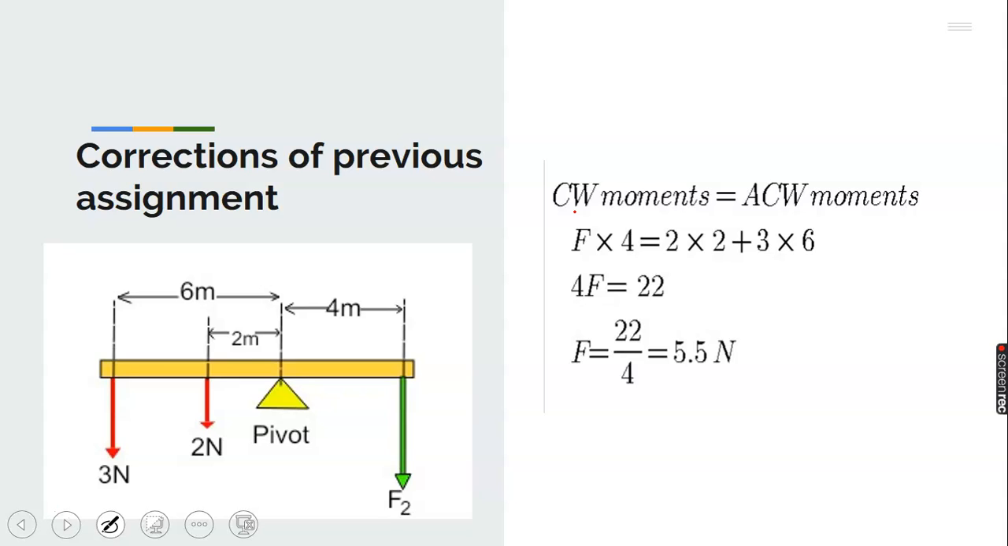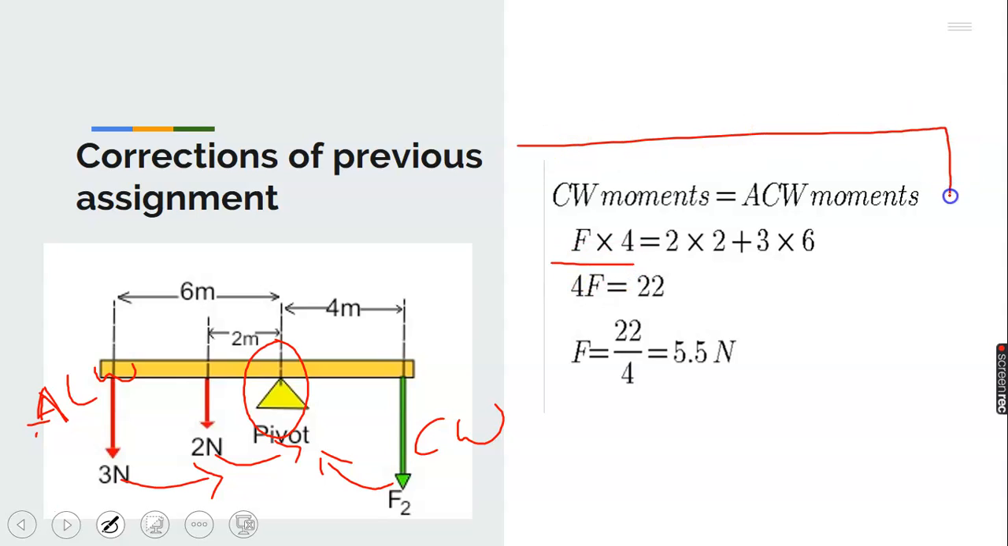Now, this is our point. We take our moment about this point. You indicate your clockwise and anti-clockwise moment. These are our clockwise and these two are the anti-clockwise moment. Now our clockwise moment equals F times 4, and we know from the principle of moment, sum of clockwise moment equals sum of anti-clockwise moment.